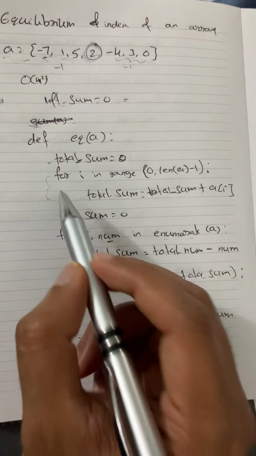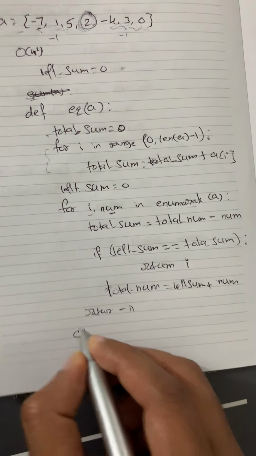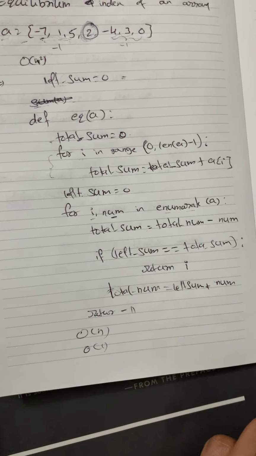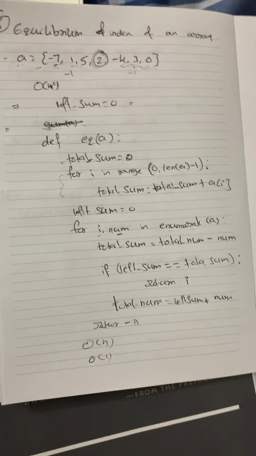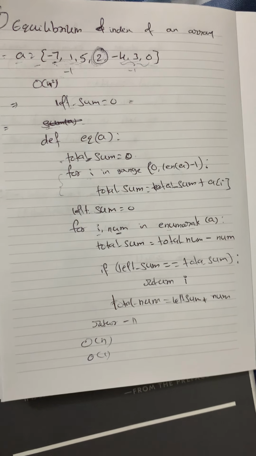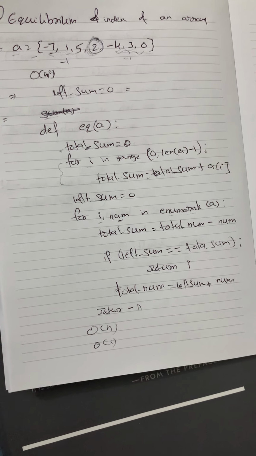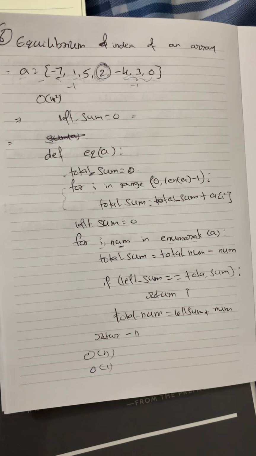Since we are using for loops one after another, the time complexity is going to be big O of n. Space complexity as usual is constant. Yeah, this is one of the common approaches that we can use for this kind of problem.